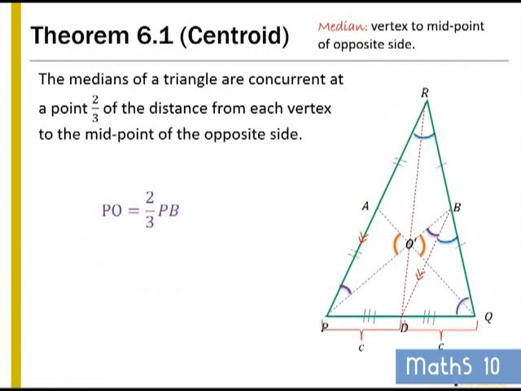We can say that PO equals 2/3 PB, QO equals 2/3 QA, and RO equals 2/3 RD, where O' is the centroid of the triangle.